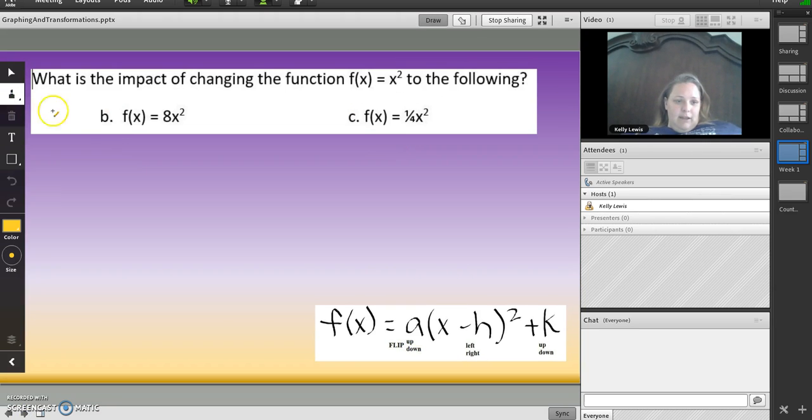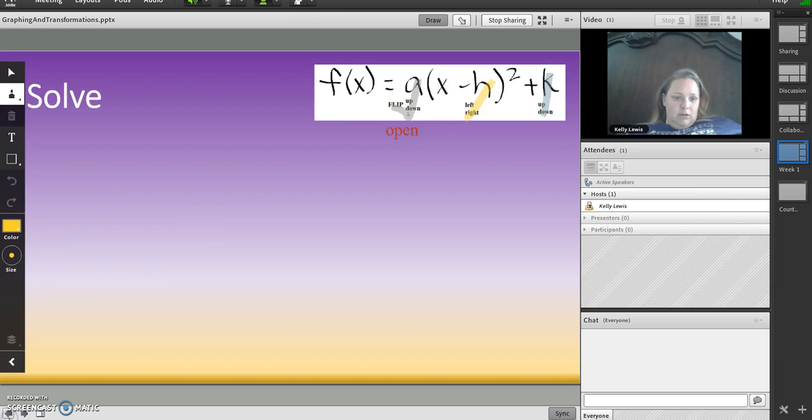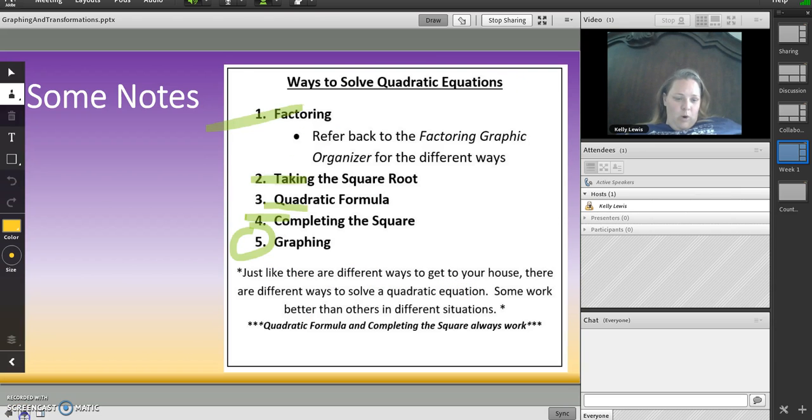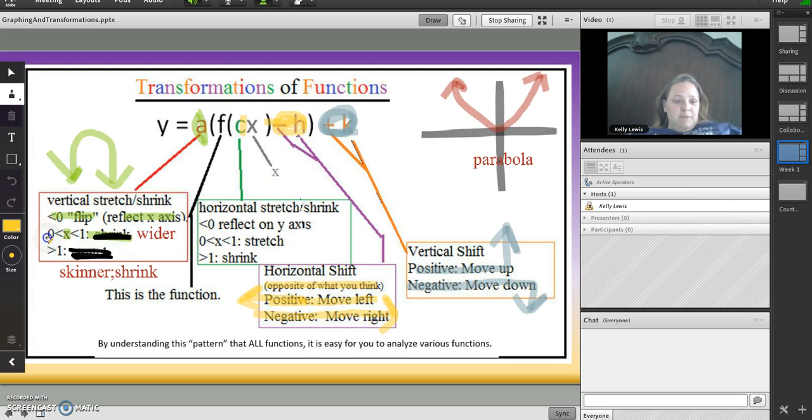Now let's look at 8 versus 1/4. Is it going to make it wider? Is it going to make it skinnier? Does it stay the same? According to our little chart, if it's between 0 and 1, it gets wider. If it's greater than 1, it gets skinnier. Let's double check.